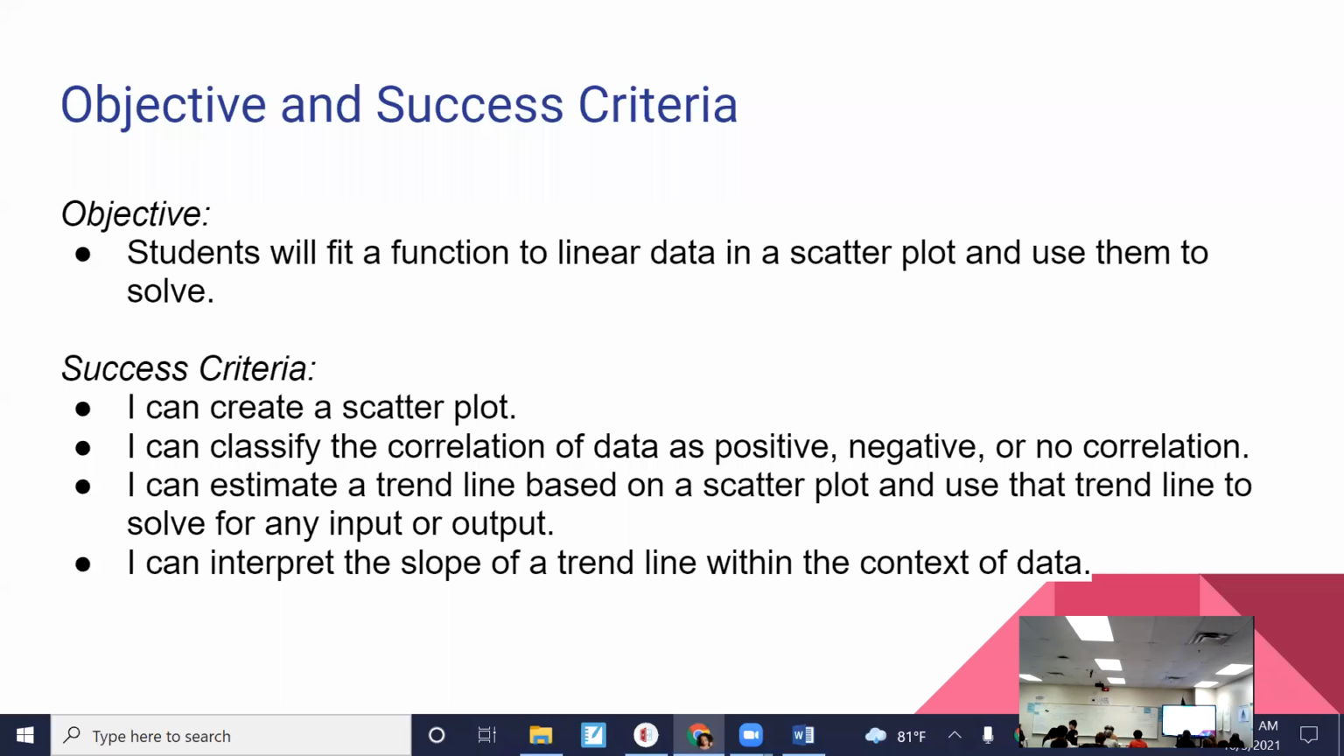We are finishing the lesson on scatter plots and lines of fit. What did I say about talking over it?